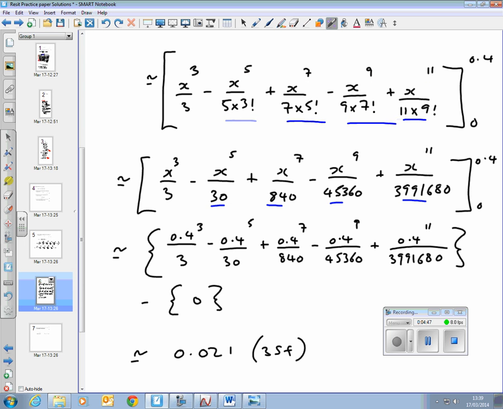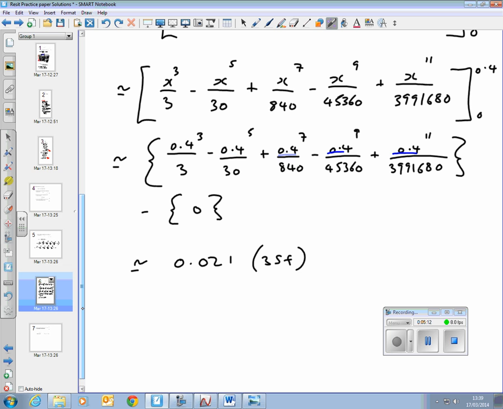And then I've put the limits in, 0.4 and 0. Well, luckily for us, for 0, if x is 0, then all of these terms disappear, so the second one is just 0. So all I've got to do is put x equals 0.4 in each of these: 0.4 cubed, 0.4 to the power 5, and so on. Put those values in. I've done it in one hit on the calculator using the fraction button and the power button for these. And I end up with that answer to 3 significant figures.